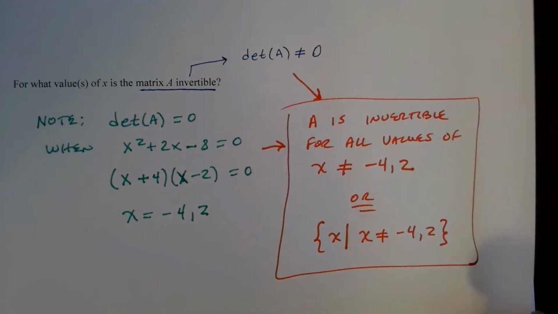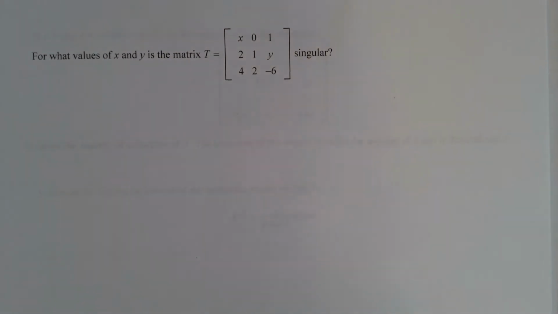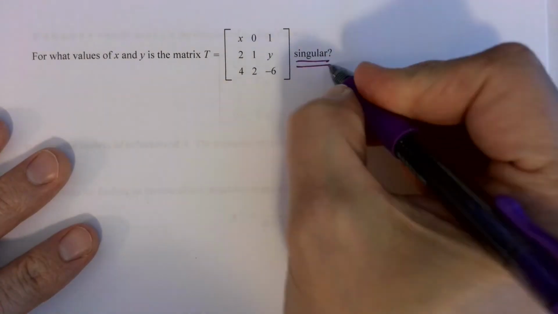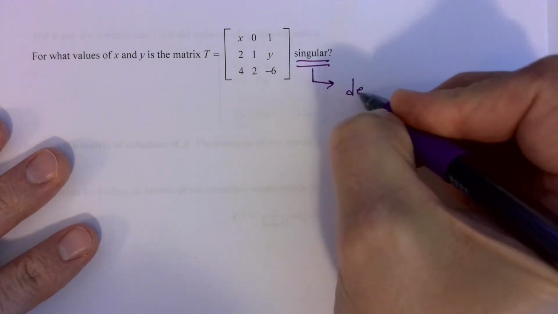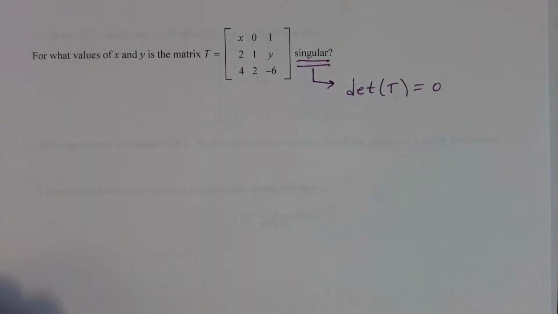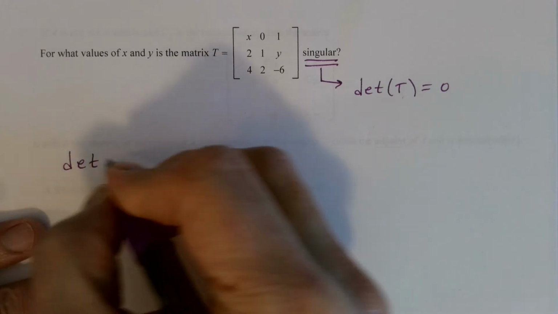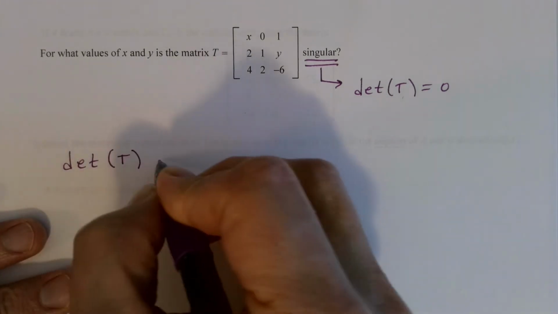Talking about being singular, let's look at this example. For what values of x and y is this matrix singular? Now, singular means what? That the determinant of T is 0. All right, so let's find the determinant of T. Well, this is a 3 by 3 matrix, so I'm going to do cofactor expansion.